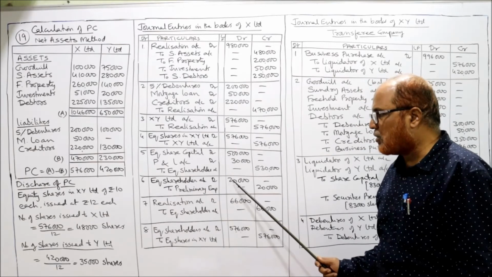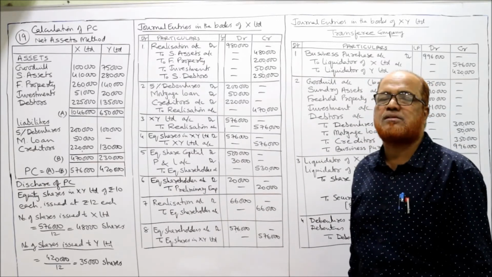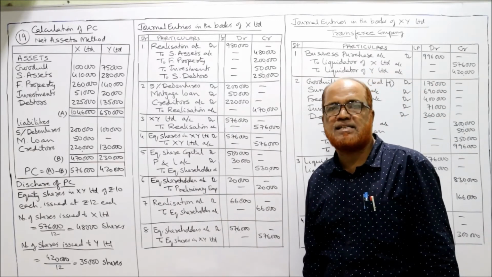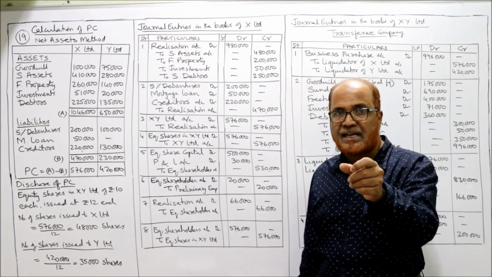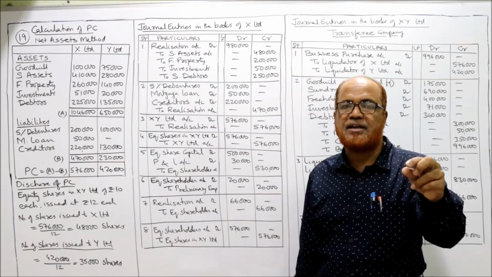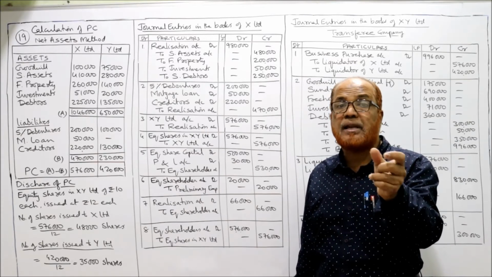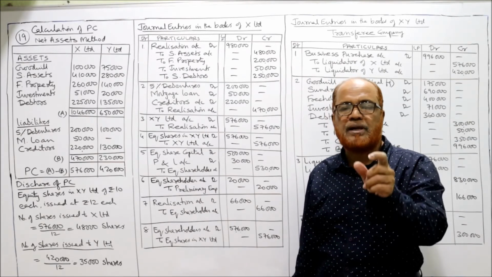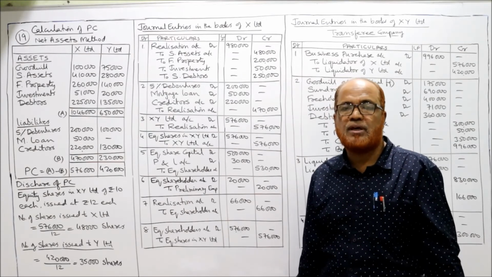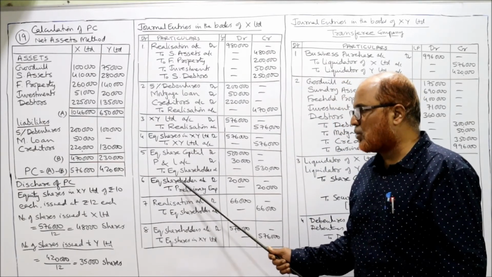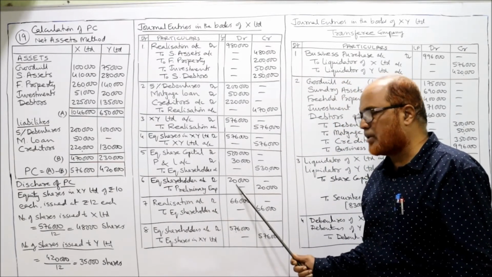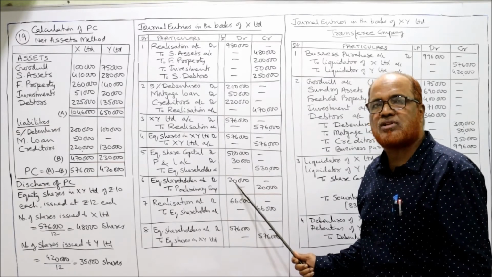Next is equity shareholders account debit to preliminary expenses. One fictitious asset is given. In the balance sheet of X Limited, you can find asset side preliminary expenses. That preliminary expenses should be transferred to equity shareholders. So equity shareholders account debit to preliminary expenses 20,000. Being the fictitious asset transferred.